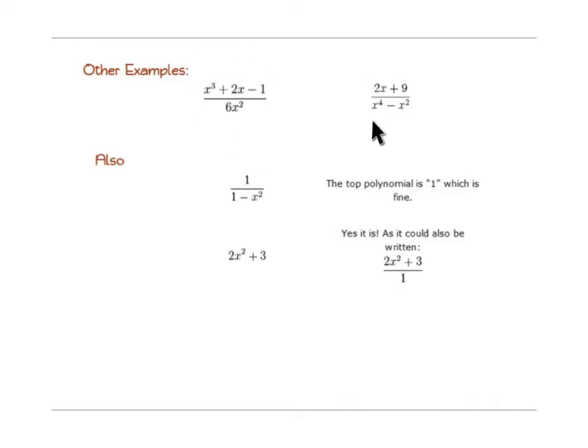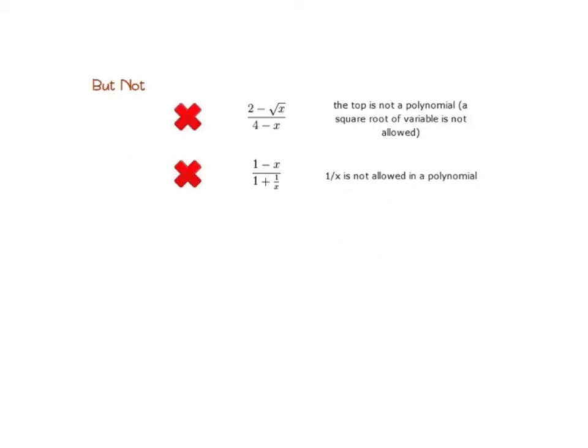This one has a linear numerator and then a quartic in the denominator. Also one like this, the top polynomial is just 1, which is a constant. And then this one, the denominator is 1. So these could all be considered rational functions.